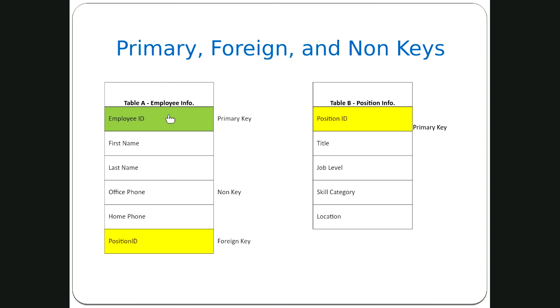The employee ID is a primary key, and the quality of the primary key is, number one, it cannot be duplicated. Two employees cannot have the same employee ID. It must always be unique. Number two, if you enter the information of any employee, you cannot leave the employee ID blank. So it must be unique and it cannot be duplicated, right?